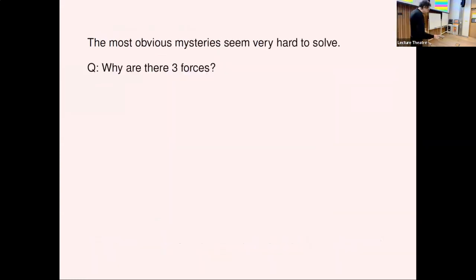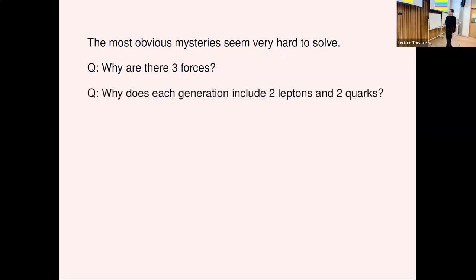So having heard this, unless you're extremely jaded, you should be bursting with questions like, what's going on with all this stuff? Here are a few of the obvious questions that might immediately leap to mind. Why are there 3 forces in the standard model? Why not just 1? Wouldn't that be simpler? Or maybe 17, if you really want to make it exciting. Why does each generation of particles have 2 leptons and 2 quarks in it? There's some kind of weird pattern there, but we don't really know why.